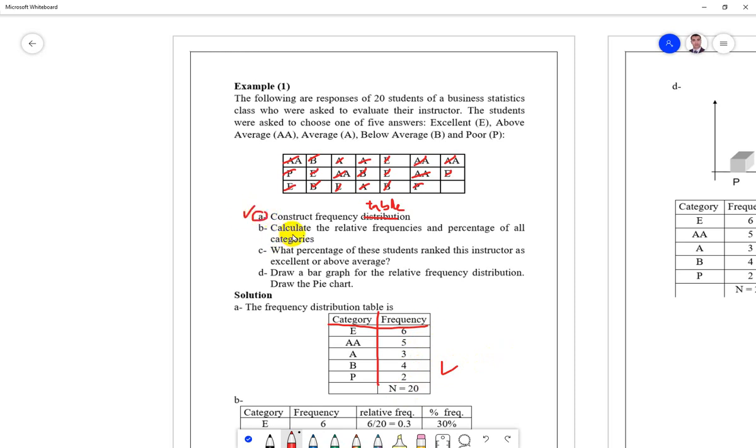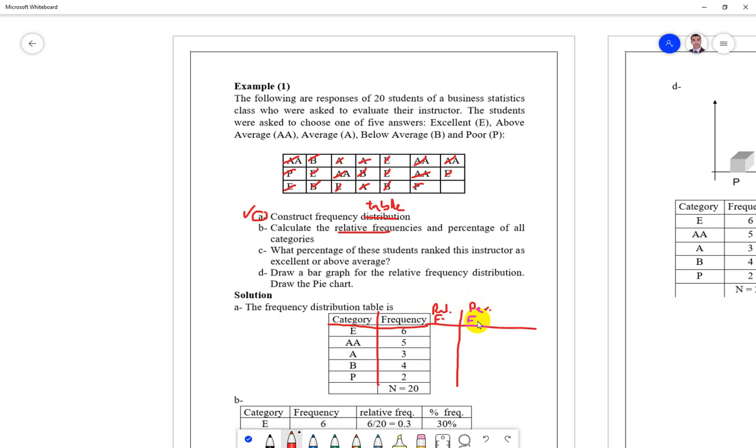Question B asks you to calculate the relative frequencies and percentages of all the categories. That means relative frequency is each value in the frequency relative to the total, and the percent frequency is just the relative frequency times 100. So now we can add a new column in the same table, you don't need to create another table. In the same table, you can create the relative frequency values, and then you can create the percent frequency.